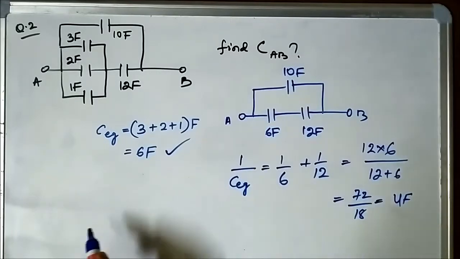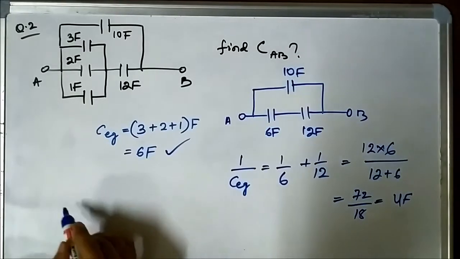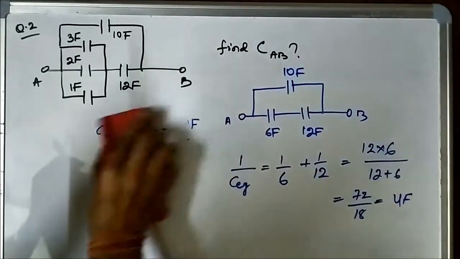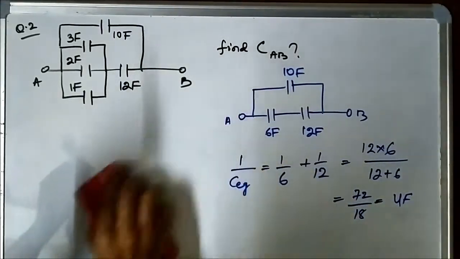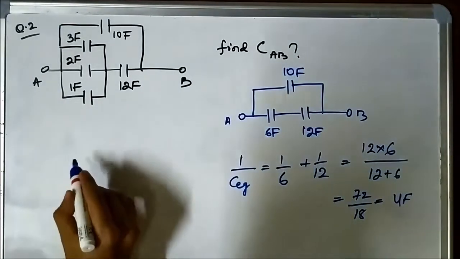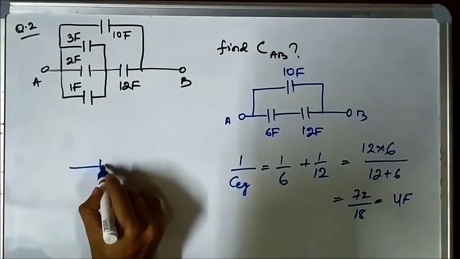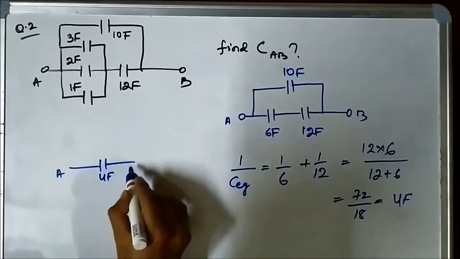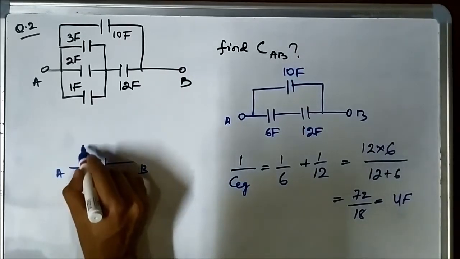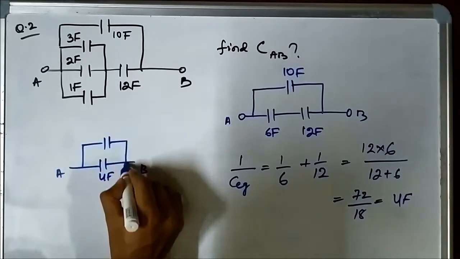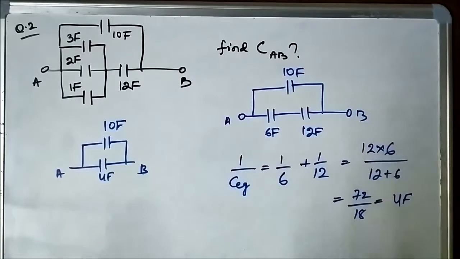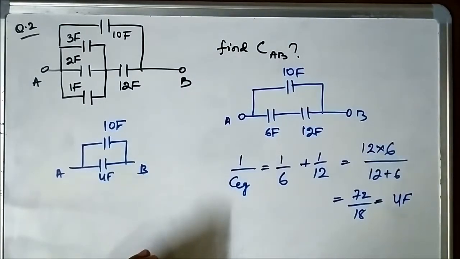Now again redrawing the circuit, let us just remove this part. It will be 4 farad between A and B, and we have the 10 farad capacitor. So now this 10 farad and 4 farad capacitance, they are connected in parallel.